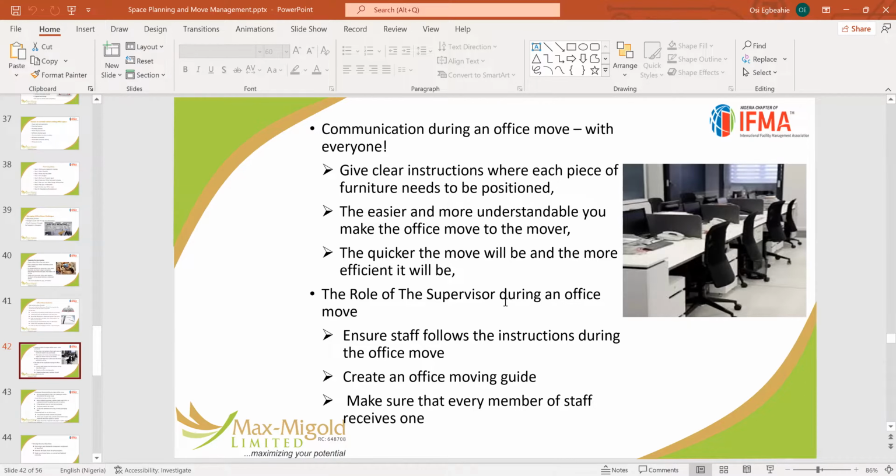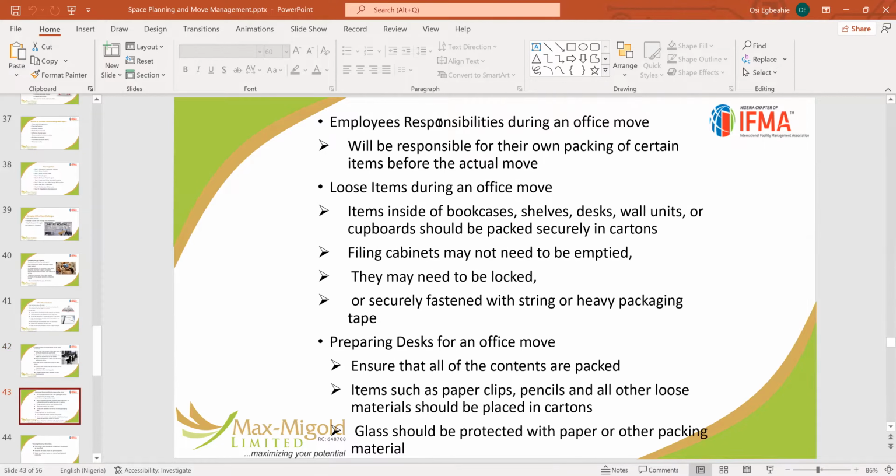Roles of supervisors during an office move. Ensure staff follow the instructions, including the office move. So during the office move, create an office move guide, and make sure that every staff member receives one. Employee responsibility during the move: employees will be responsible for their own packing of certain items before the actual move.